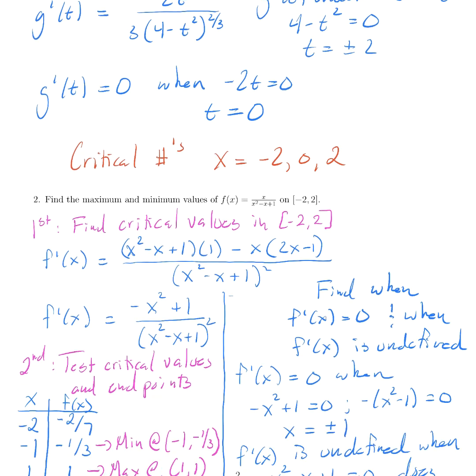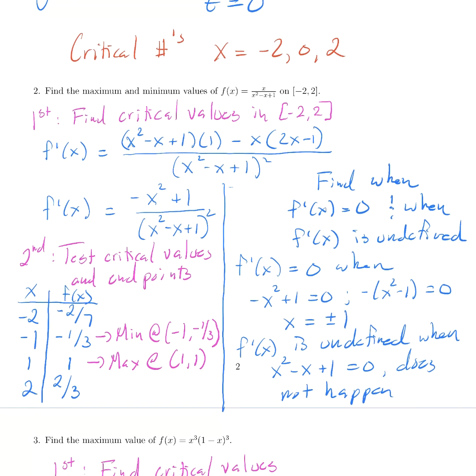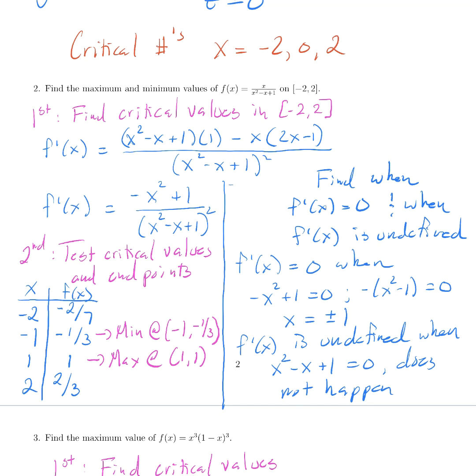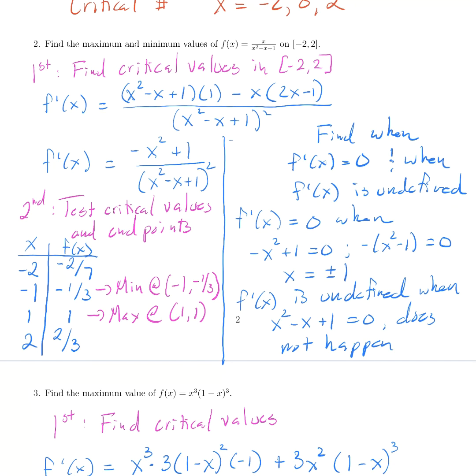Okay, the next question says, find the maximum and minimum values of this rational function x divided by x squared minus x plus 1 on the interval from negative 2 to 2. Okay, so 2 steps in finding the maximum and minimums. First is to find the critical values. Next is to test those critical values and see which one gives the largest output. So first I took the derivative using the quotient rule again.